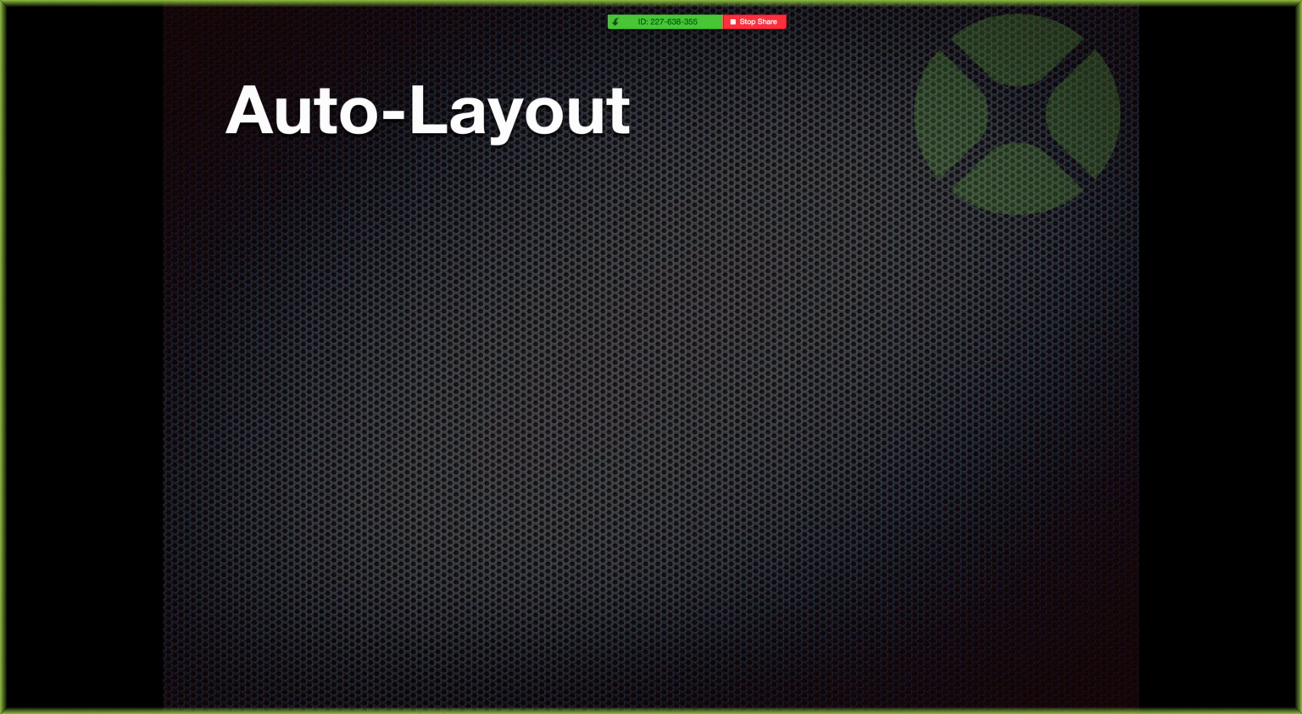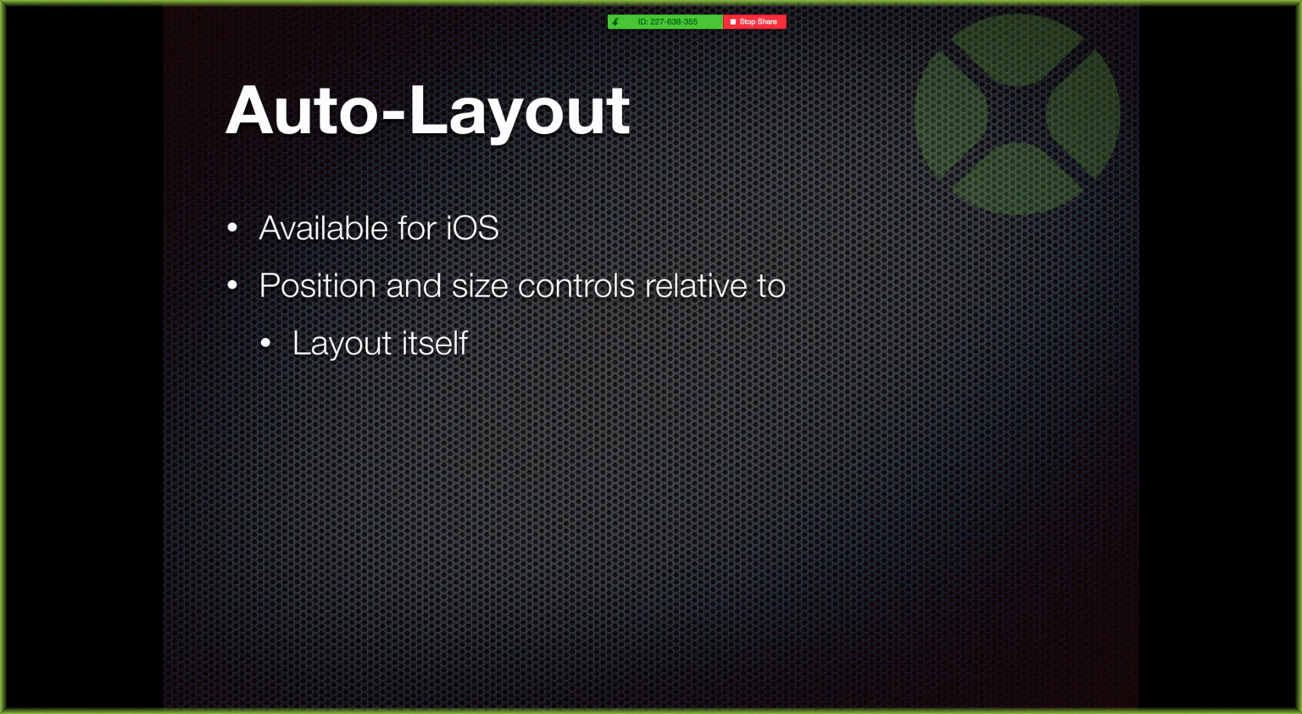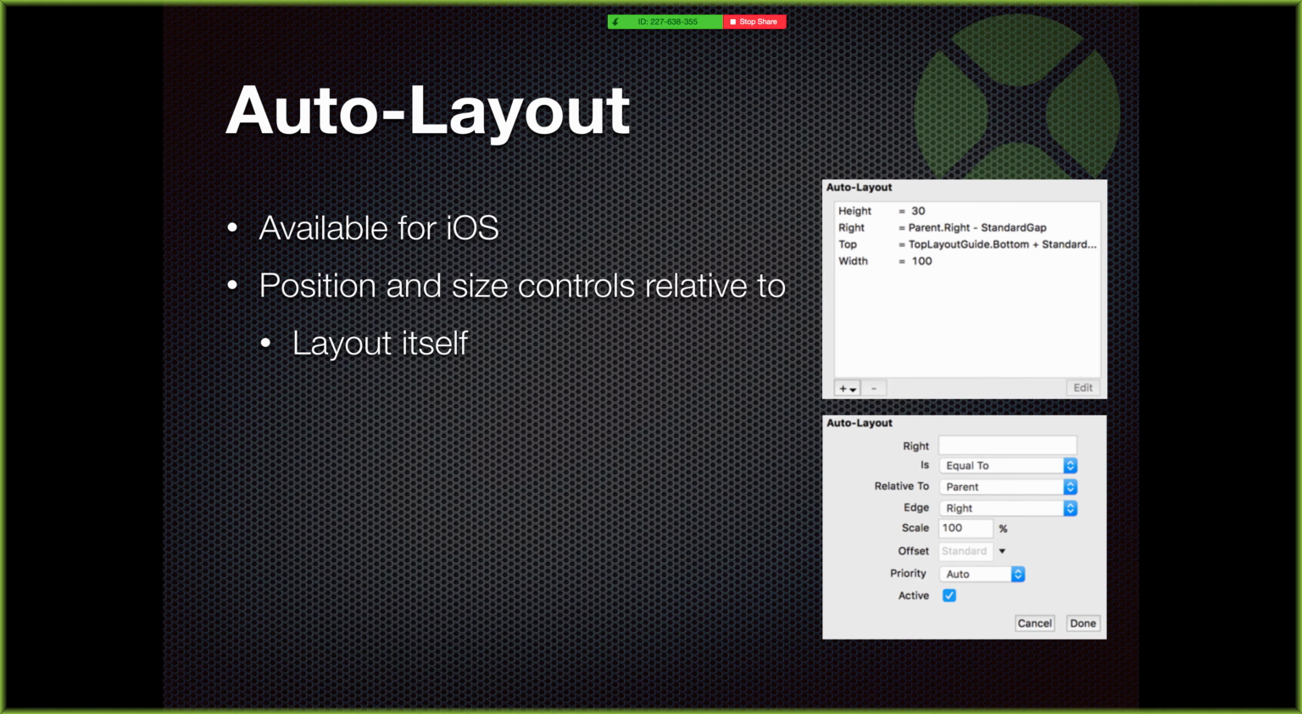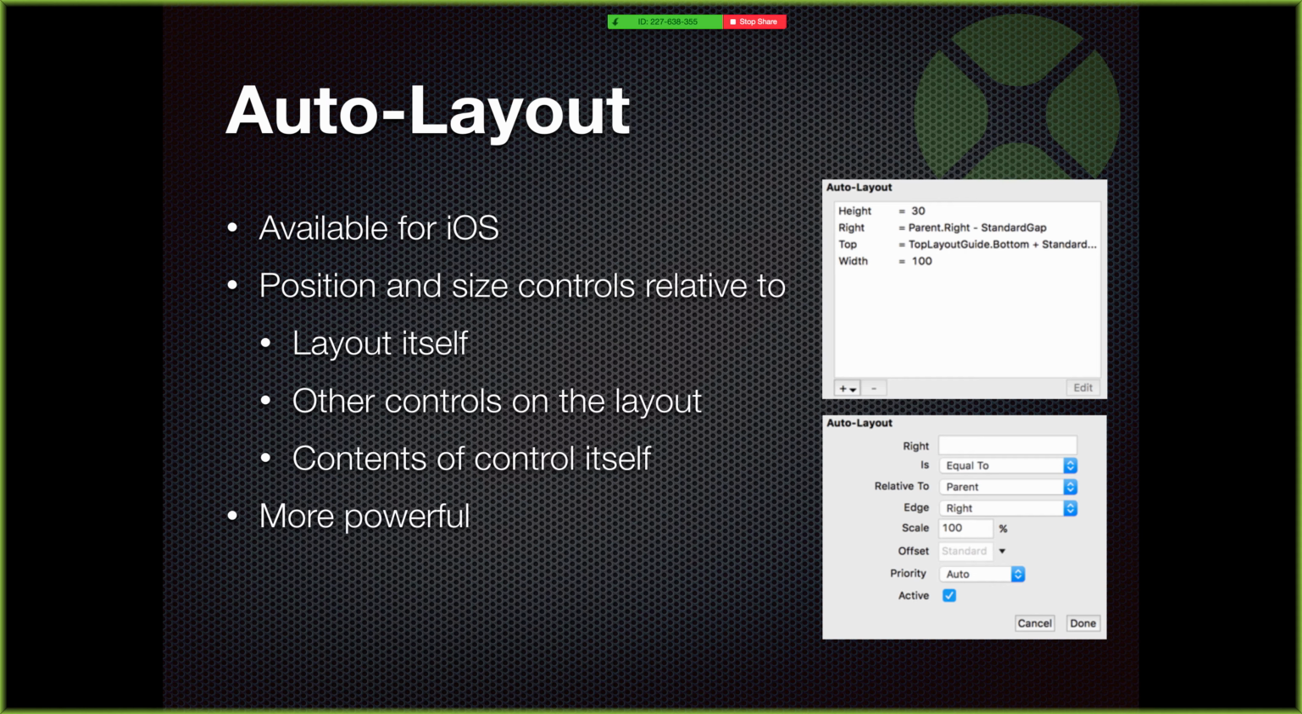The other type of layout that is available is something called auto layout. And this is available in iOS. And it allows you to position and size your controls relative to more than just the layout. You can, of course, do the layout itself. And as you can see here, some of the settings that auto layout gives you, quite a bit more. But you can also position things relative to other controls on the layout. And you can also have controls adjust their positioning and size based on the contents of the control. So as you can see, it's quite a bit more powerful than control locking.